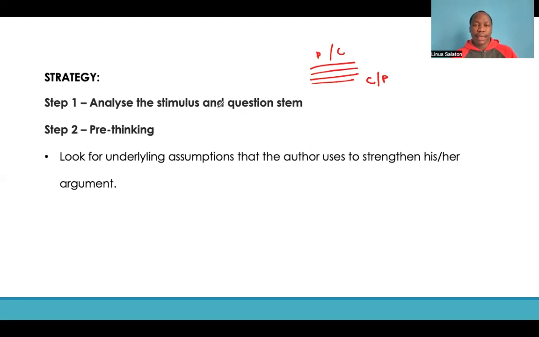Secondly, you pre-think. Pre-thinking the answer would really help you after you've analyzed the argument that is presented. In your own mind, come up with an analysis of what potentially could be the answer to the question. So look for underlying assumptions that the author uses to strengthen or weaken the argument, right? Those assumptions are more or less what will determine what the answer will most probably be. If you're able to identify that before you actually go through the answer choices, it could really save you time and help you narrow down to the correct answer as soon as possible.